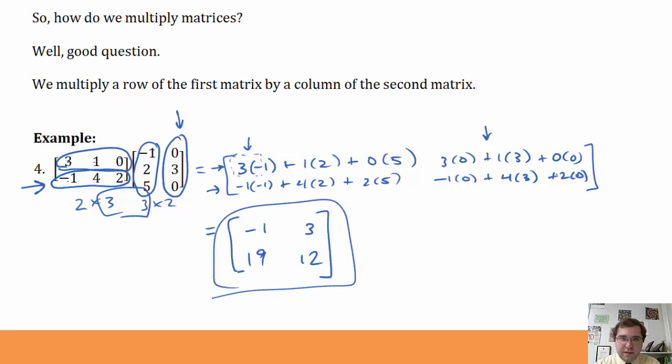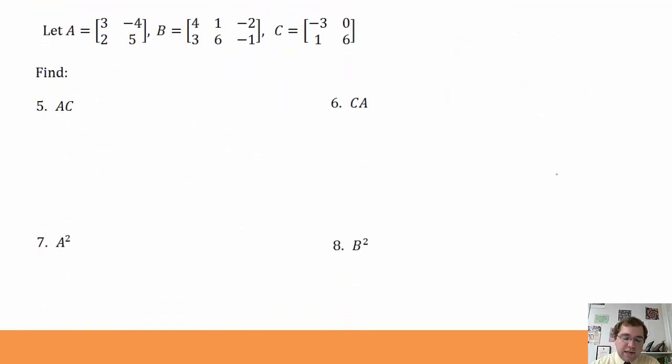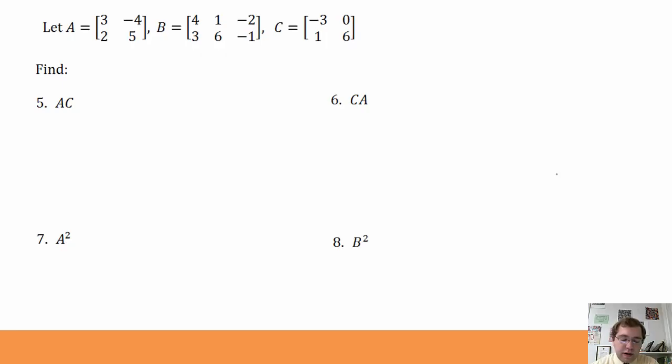Make sense? Probably not. Let's do another one. Let's say A is the matrix 3, negative 4, 2, 5, B is the matrix 4, 1, negative 2, 3, 6, negative 1, and C is the matrix negative 3, 0, 1, and 6. Let's find each of these quantities.